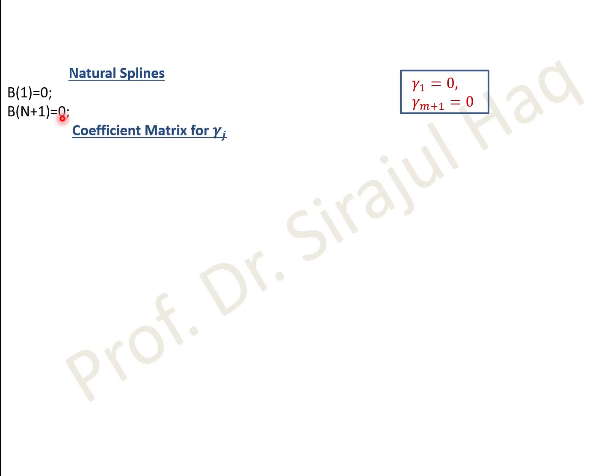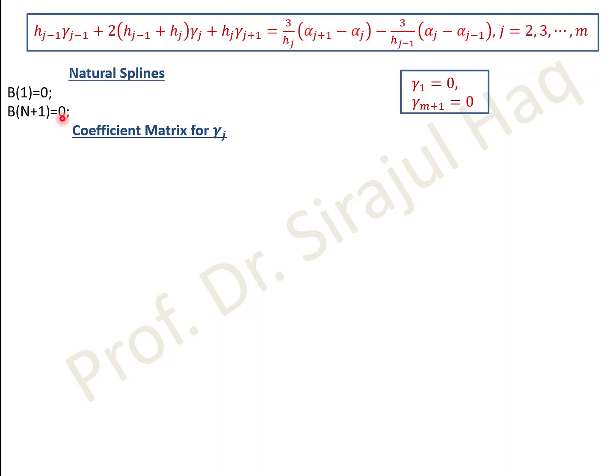Now let's compute the coefficient matrix for gamma j, corresponding to Cj. Let's see how. This is the main equation.